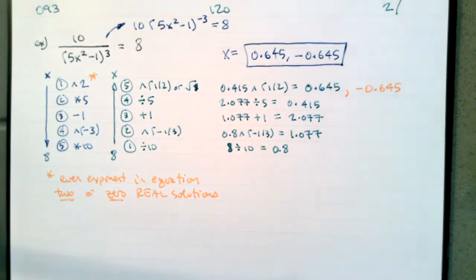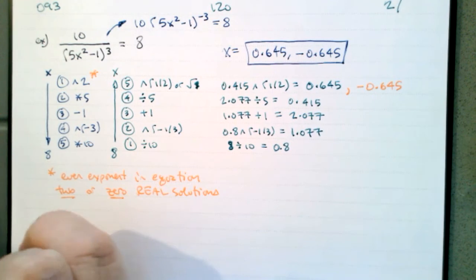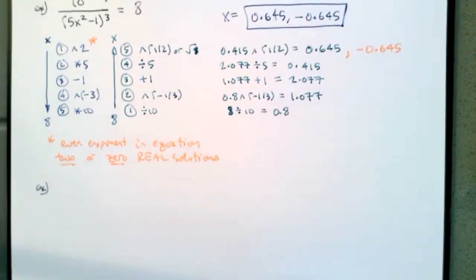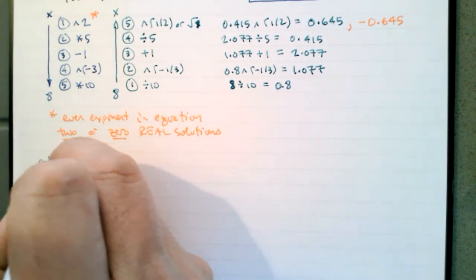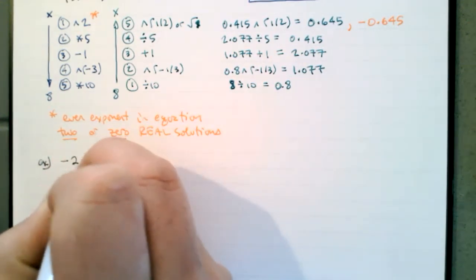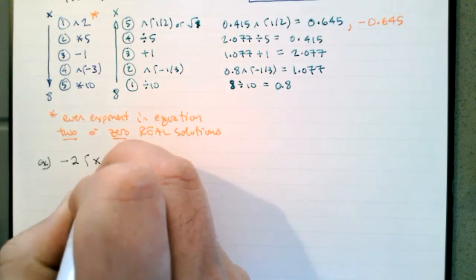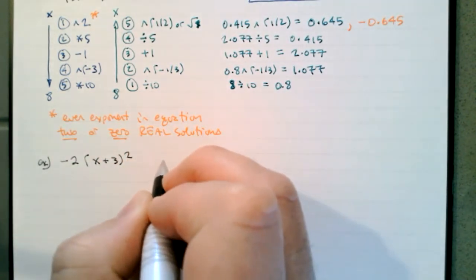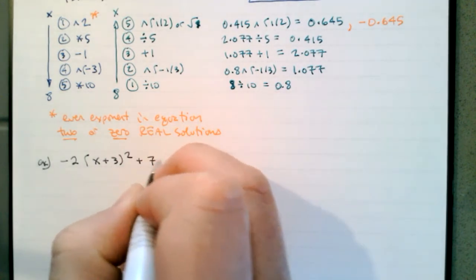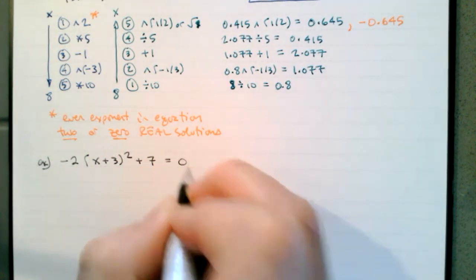One more example for today. Let's suppose that I have an equation that says negative 2 times x plus 3 squared plus 7 is equal to 0.